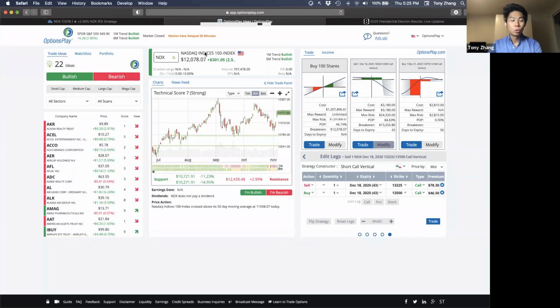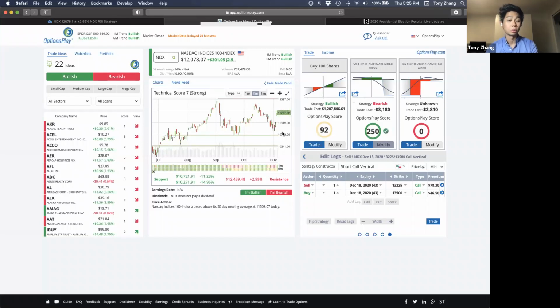Do I see NDX at 13,000 or 13,500? Not really. But I don't love the risk reward of this particular trade. If you are comfortable with that risk reward, by all means. But I'm telling you that that's what we call picking up pennies in front of a freight train. All you need is one good month.